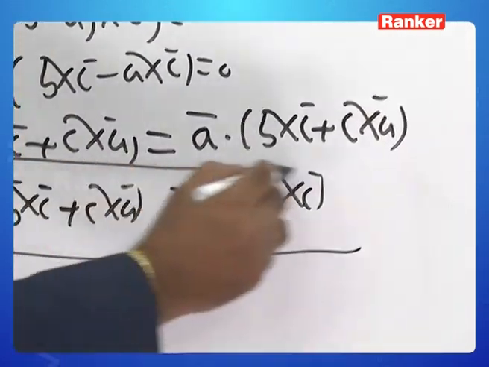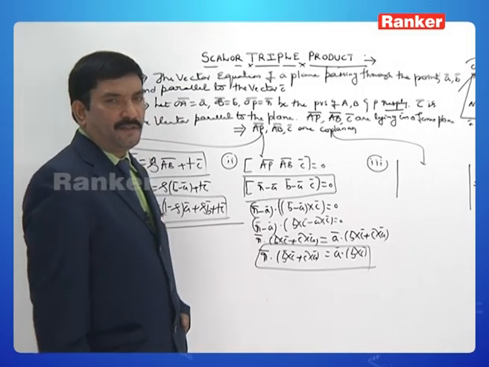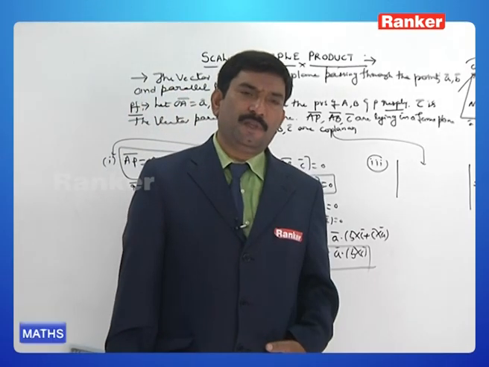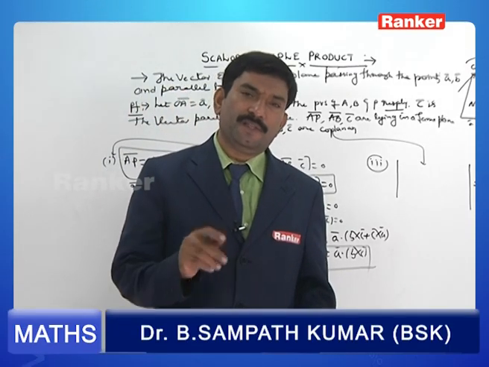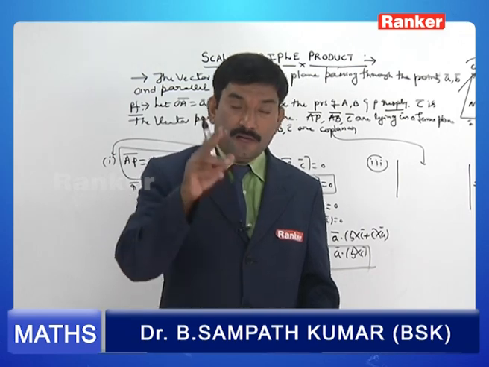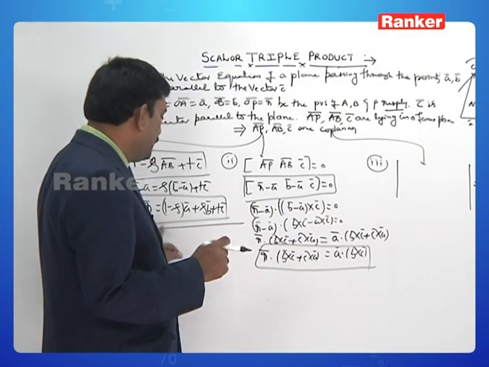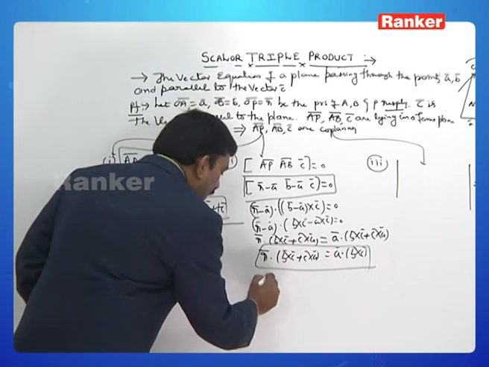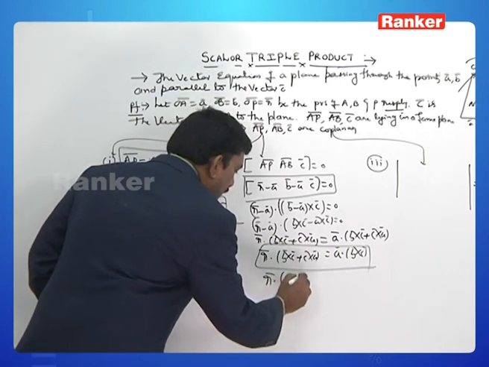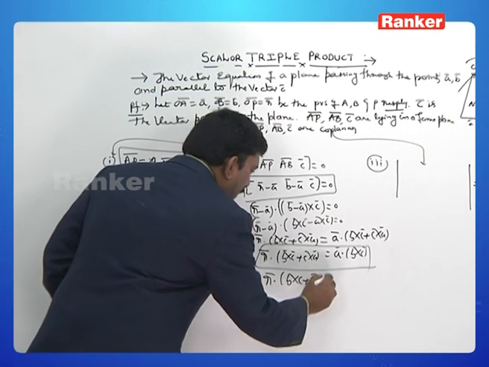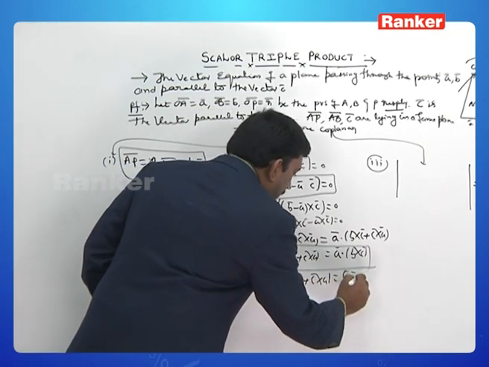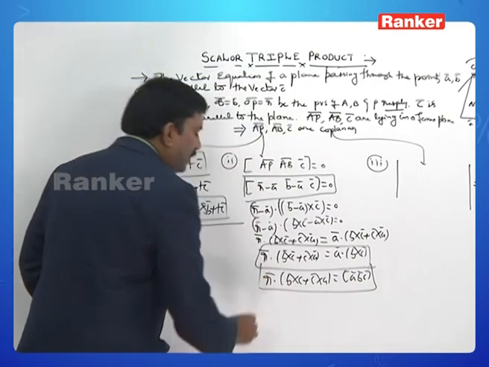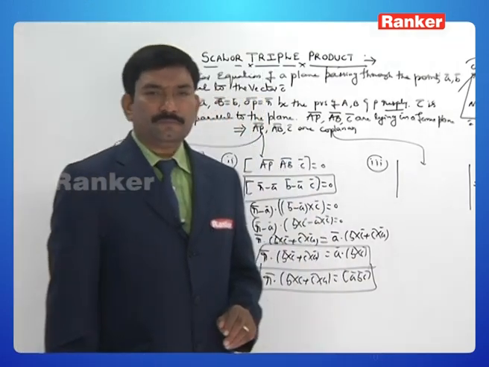This is nothing but the vector equation of a plane passing through the 2 points A bar, B bar, and parallel to vector C bar. I can also write it in another way: R bar dot of B cross C plus C cross A is equal to box of A bar, B bar, C bar. This is one way. Okay.